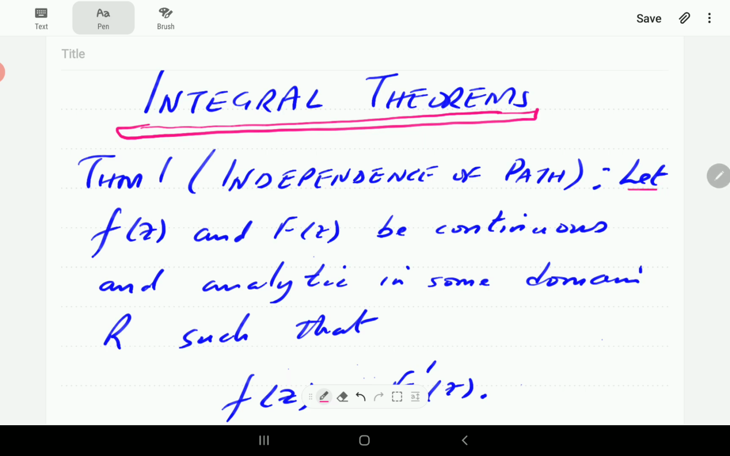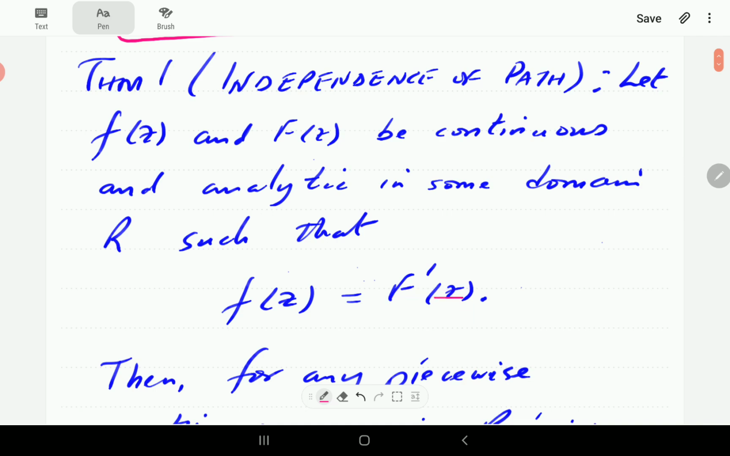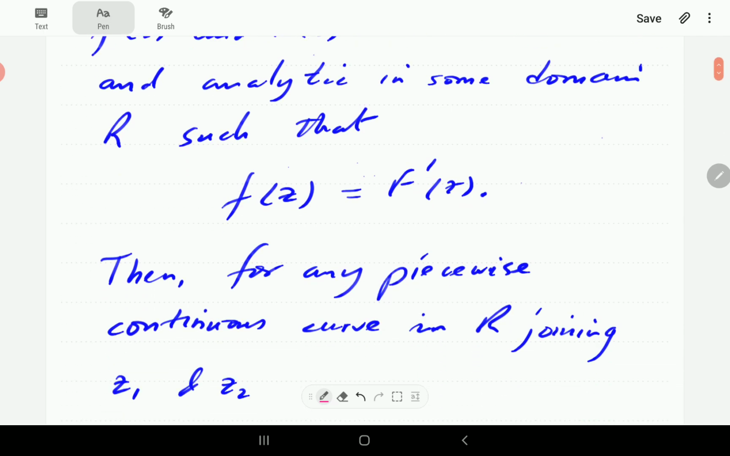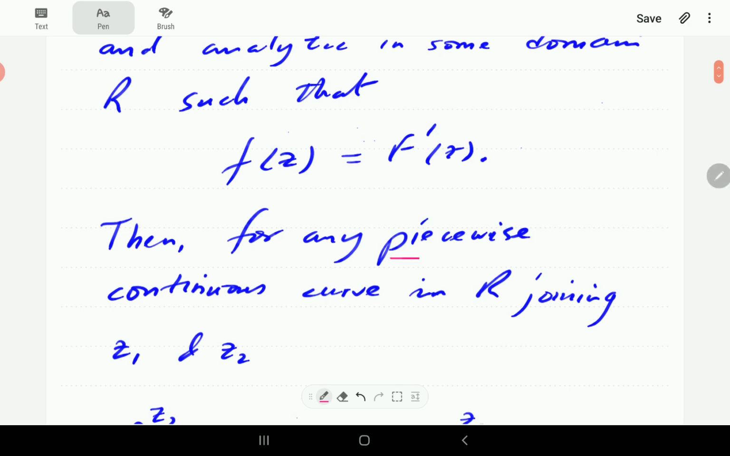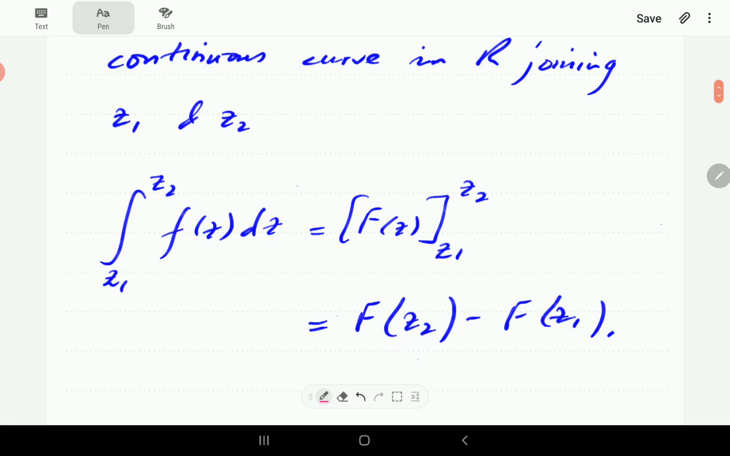So this theorem says if small f and big F are continuous and analytic in some domain R, so in some region R, and the derivative of big F is small f, which means the integral of small f is big F, then for any piecewise continuous curve in R joining Z1 and Z2, the integral of small f from Z1 to Z2 is going to be equal to big F evaluated between Z1 and Z2, which is equal to big F at Z2 minus big F at Z1.